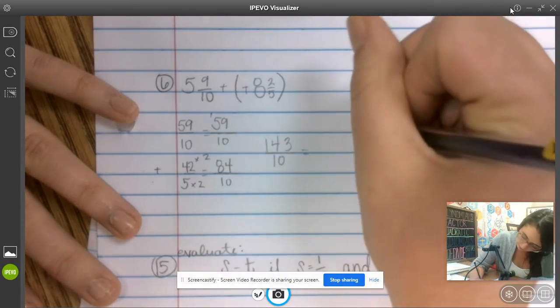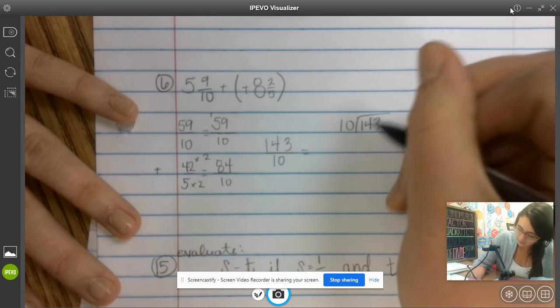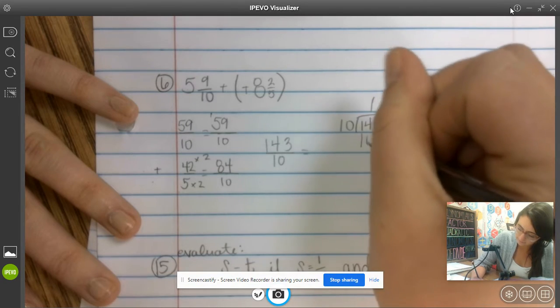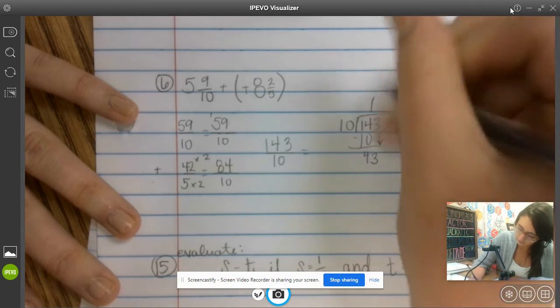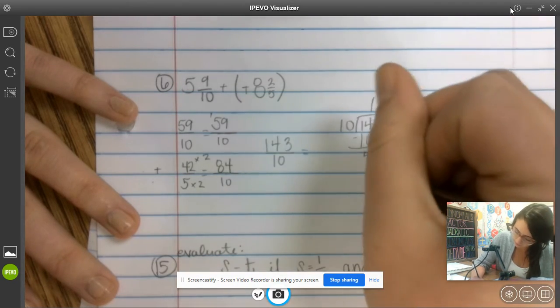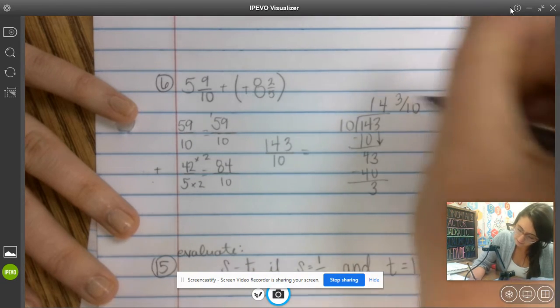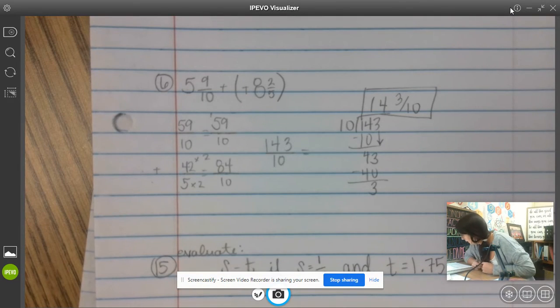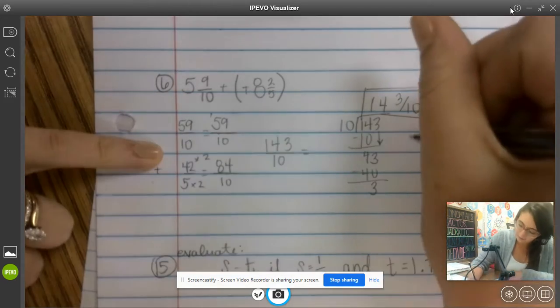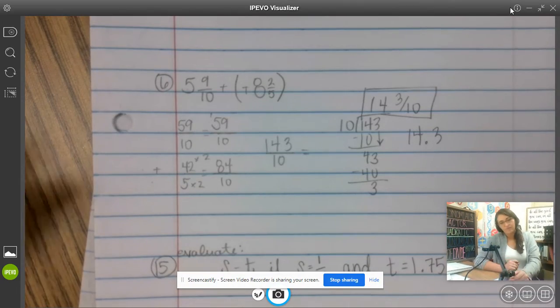And then I would do this long division. 143 divided by 10. Okay, it'll go into 14 one time. Bring down my 3. Go in here 4 times. With 3 left over. And 14 3/10 is an acceptable answer. And I'm going to double check myself. Yep, that is right. And if you wanted a decimal, you have at it. Okay? All right, last one.